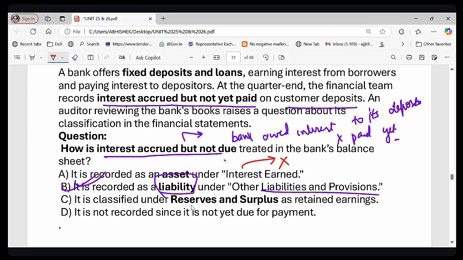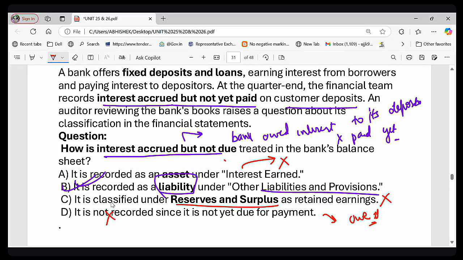Option C, it is classified under reserves and surplus. This is also wrong. This is not a part of bank profit or surplus. It is an obligation. And option D, it is not recorded since it is not yet due for payment. Even though it is not yet paid, the bank still owes it. So it must be recorded.